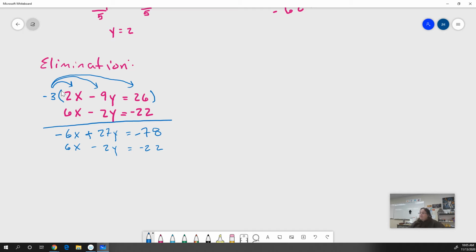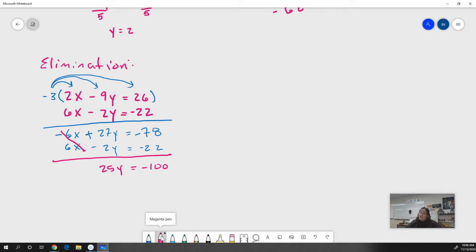Now, I can go ahead and add these equations together, and the whole reason for doing this is this first part right here. -6x plus 6x just equals 0, and so we've eliminated the x variable. I'm going to get 27y minus 2y gives me 25y. Minus 78 minus 22 is -100, which is very convenient because 25 will divide evenly into that.